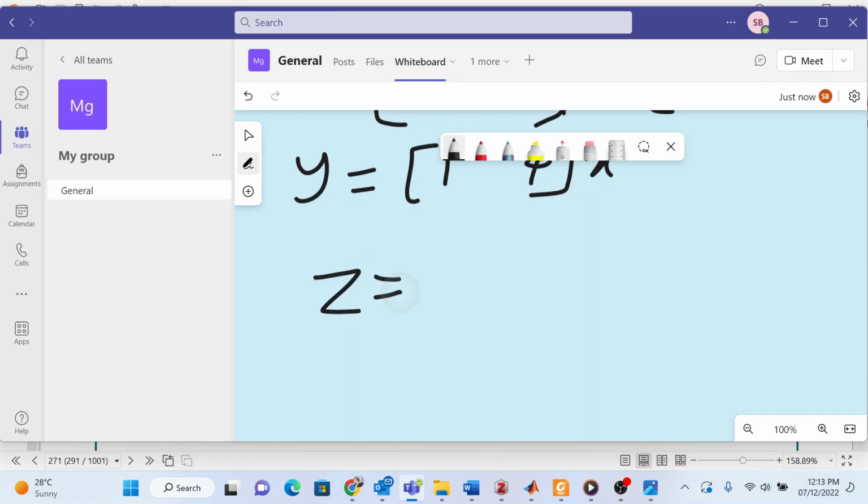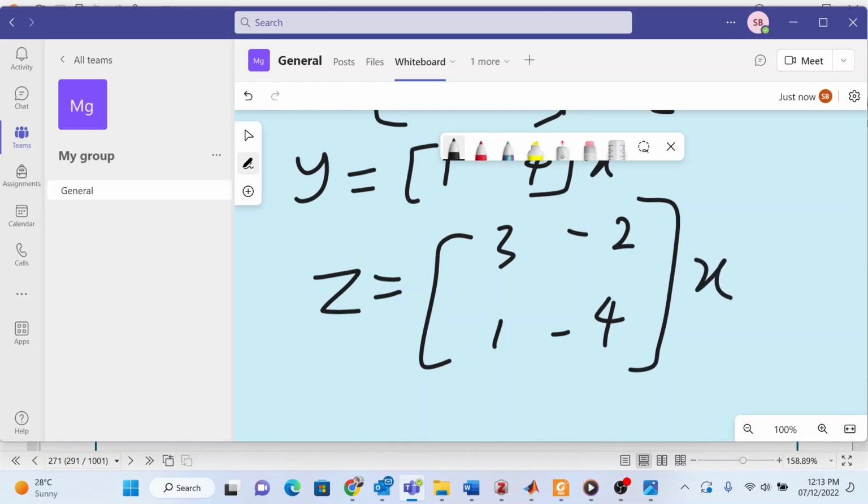So z is equal to 3 1, minus 2 minus 4, x. So this is z. These are the things that will be given in the question. What we want to compute now is this particular formula, z is equal to P inverse of x. It tells us that this matrix associated with z is the P inverse, and that P inverse is what we're going to use to compute the entire thing.